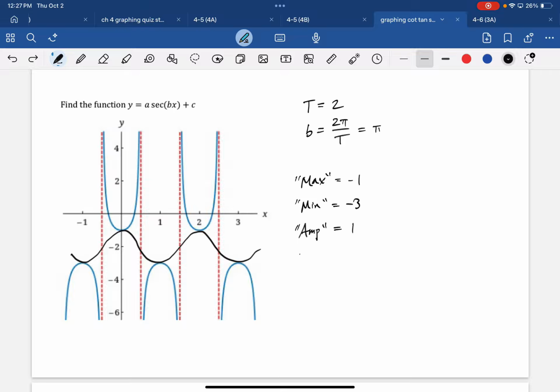And then what is the average? -2. Okay? All I did was I found those values for this fake cosine function. So that tells me that A is going to be the amplitude, which is 1. And this is clearly a positive cosine graph, so I know it's positive 1. So that means that y equals secant pi x minus 2.